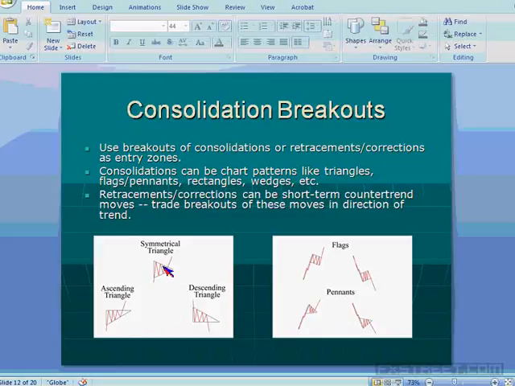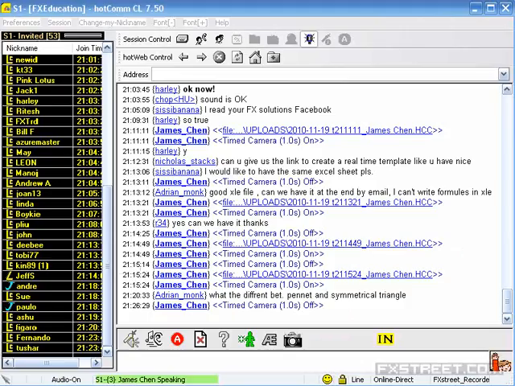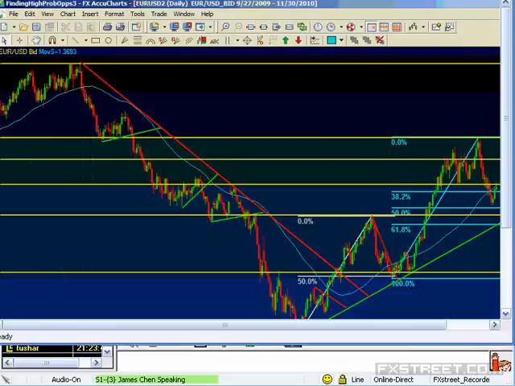A symmetrical triangle is usually larger than a pennant, and it doesn't need to have the flagpole. It's just a convergent consolidation, and you're looking for breaks of support or resistance. On the top is resistance, on the bottom is support, and all you're doing is looking for a break in either direction, and that could be a bona fide signal to go long or short. Hopefully that answered your question. That's the difference between pennants and symmetrical triangles.